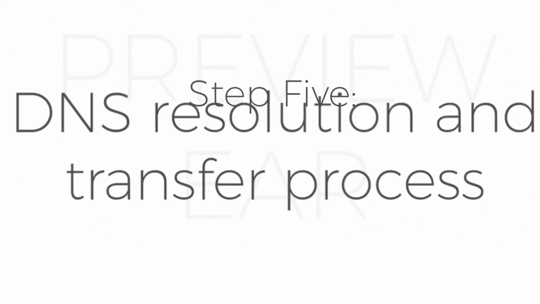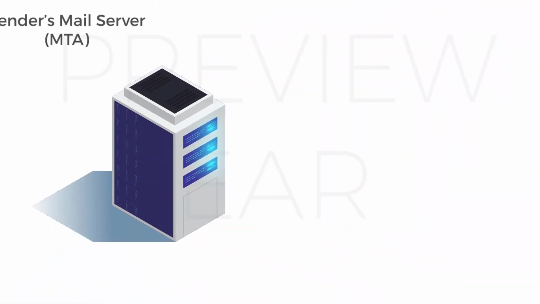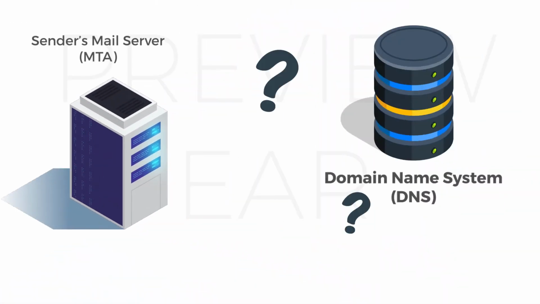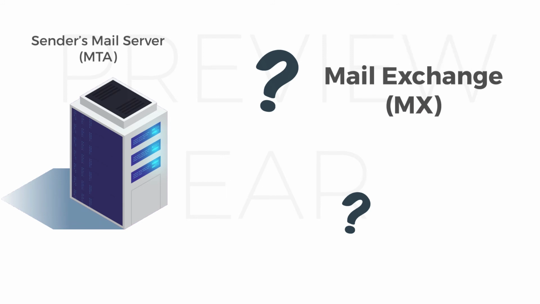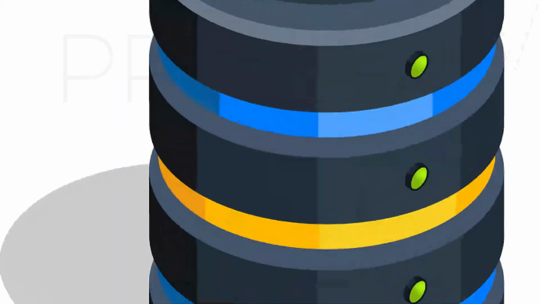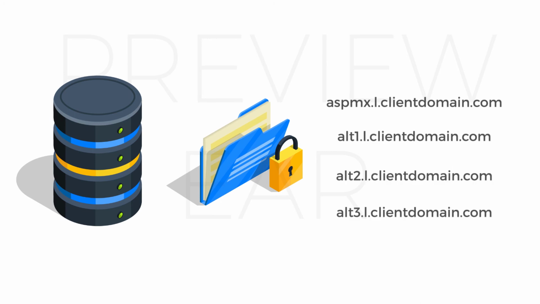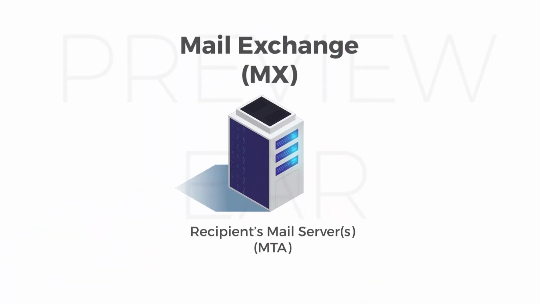Step 5. DNS resolution and transfer process. The MTA asks the appropriate DNS server which mail exchange, MX, servers have knowledge of the subdomain or local host in the email address. The DNS server responds with an MX record, a prioritized list of possible MX servers for this email. An MX server is really one of the recipient's MTAs wearing a different nickname.